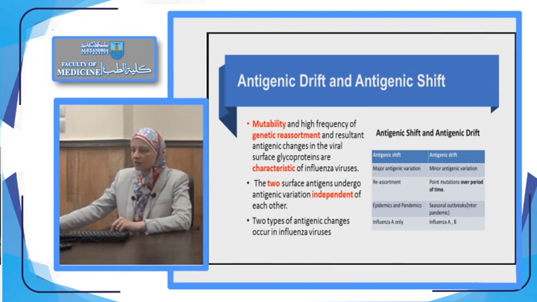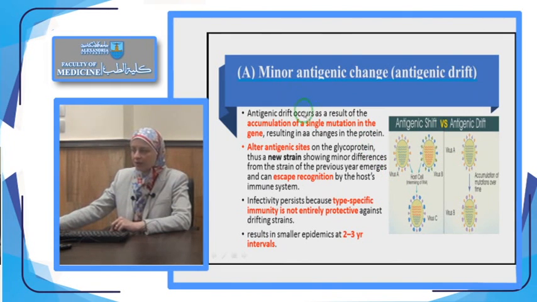The two types of antigenic changes which occur are either antigenic drift, which are minor changes, or antigenic shift, which are major antigenic changes. So what is the antigenic drift? This results from accumulation of point mutations in the gene responsible for the hemagglutinin or the neuraminidase. So the mutation in the gene will result in an amino acid change in the protein.